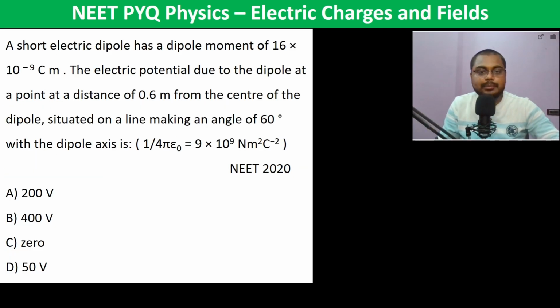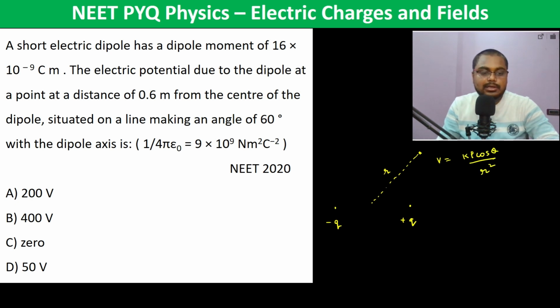A short electric dipole has a dipole moment of 60 into 10 power minus 9 coulomb meter. Okay, so this is the dipole, with minus q and plus q, and at a distance of r, the potential is going to be kp cos theta divided by r square.